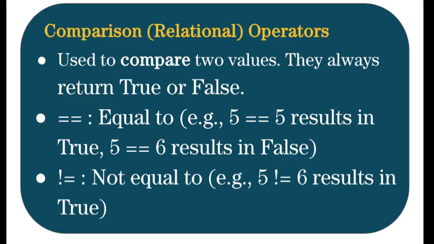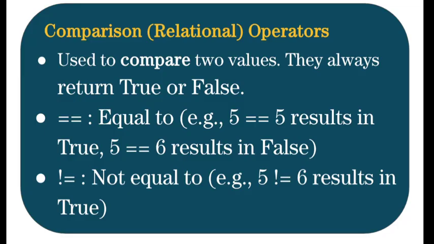For example, 5 double equal 5. That means 5 is equal to 5. So our answer will be either true or false. So here in this case it is true. But when we are comparing 5 double equal 6, the answer is false.